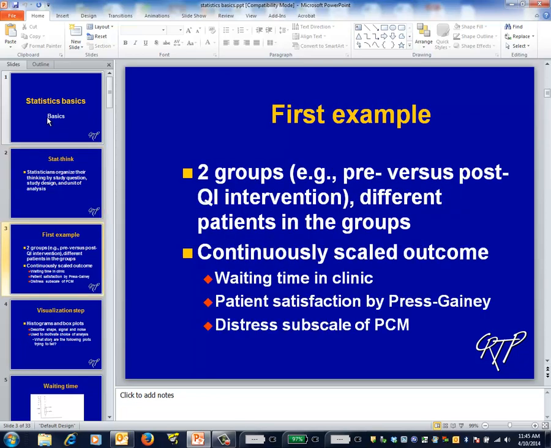For concreteness, we'll consider study questions that compare two groups. For example, a group of patients before a QI intervention and a different group of patients after that intervention. We'll begin with a continuously scaled outcome variable. For example, waiting time in a clinic, patient satisfaction calculated from a Press-Ganey survey, distress measured using a subscale of PCM, and so forth. We'll denote this outcome variable by Y.